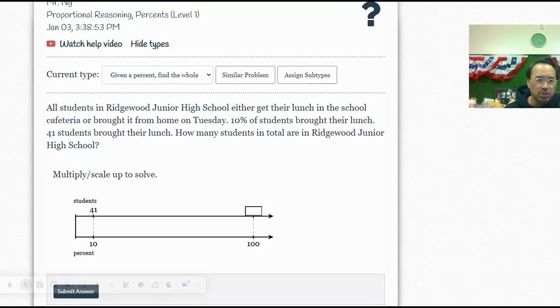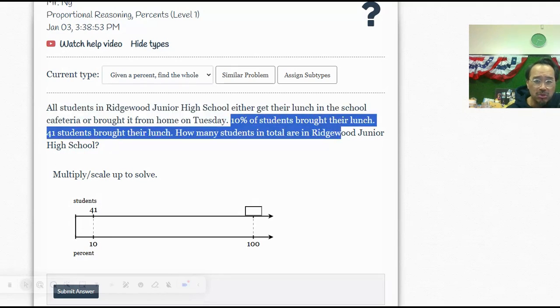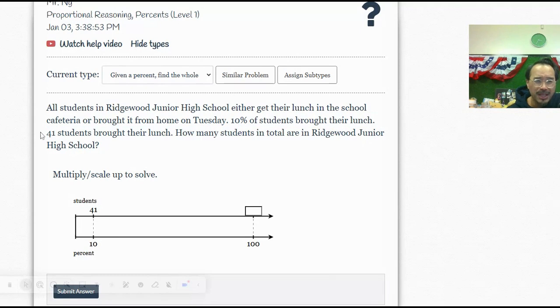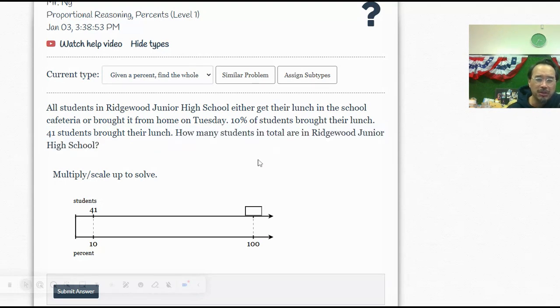All students in Ridgewood High School get either the lunch in school cafeteria or bring it from home on that Tuesday. Now, 10% of the students brought their lunch, and 10% represents 41 students. So how many students are there in total? In a way, we haven't entirely solved it, but we have been using double number lines, so that would not prevent you from solving this. I figured this was straightforward enough, so take a look.